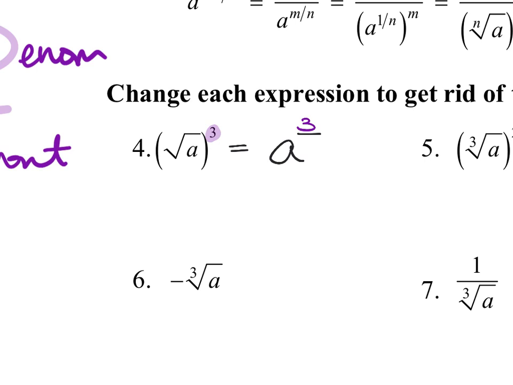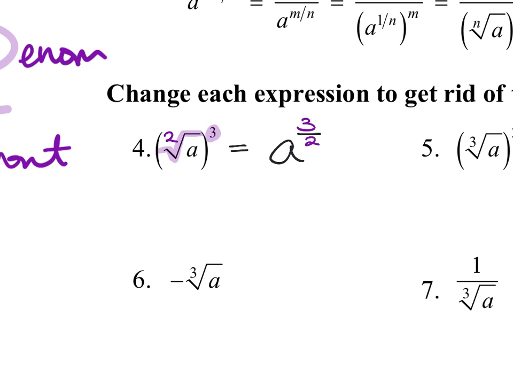Ooh, I'm glad you said that because that's a common misconception. Before today, what did you call this symbol? A square root. So what's the invisible number for a square root? 2. That's the only time your invisible number is not 1, is on a square root. So this should be a to the 3/2.